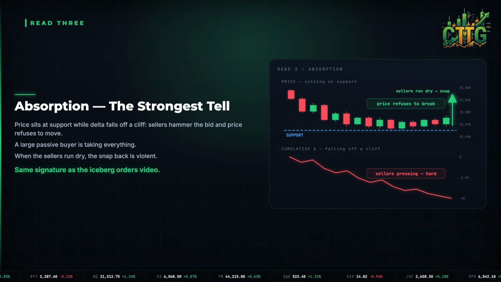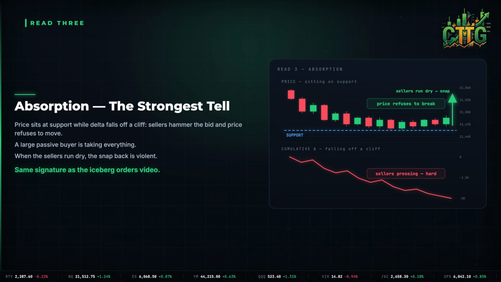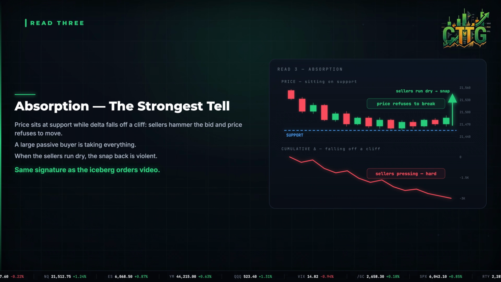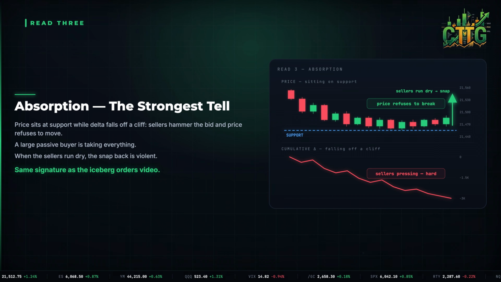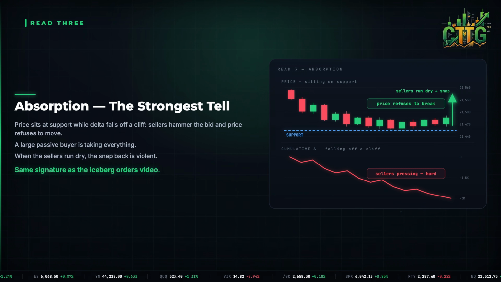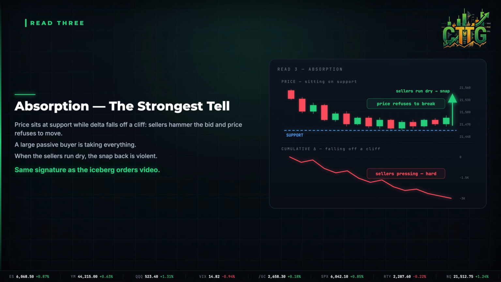And if price keeps returning to that exact level while delta keeps climbing, that's the iceberg orders video. One aggressive attempt after another, quietly absorbed. Cumulative delta is just how you see it without reading a footprint tick by tick.